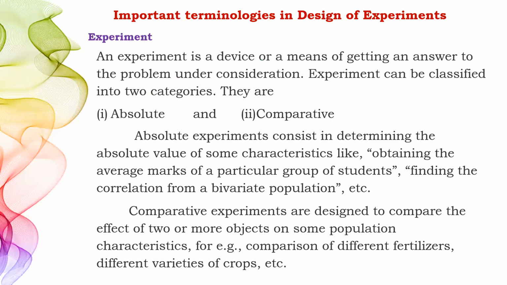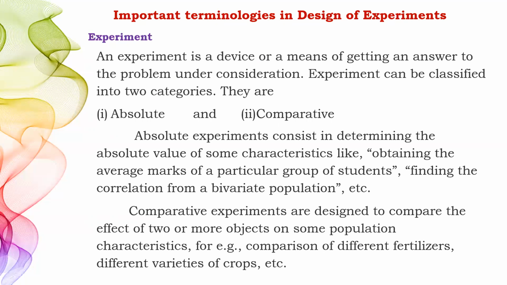Next, we'll see some of the important terminologies in design of experiments. The first one is the experiment. So what do you mean by experiment? An experiment is a device or a means of getting an answer to the problem under consideration. Experiments can be classified into two categories. The first one is absolute and the second one is comparative.